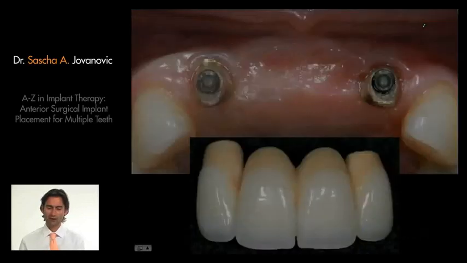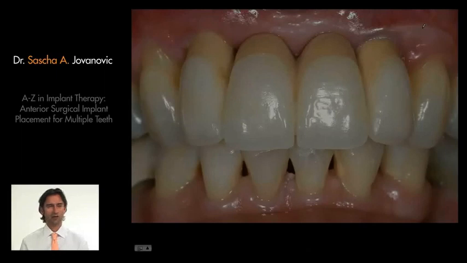Now we're ready for restorations, and as you can see here, the restorations can be done in such a way that we can really beautifully create an emergence profile: a 4-unit bridge with center incisors and a cemented restoration. And here you can see the result in this particular patient with a 4-unit cemented restoration.